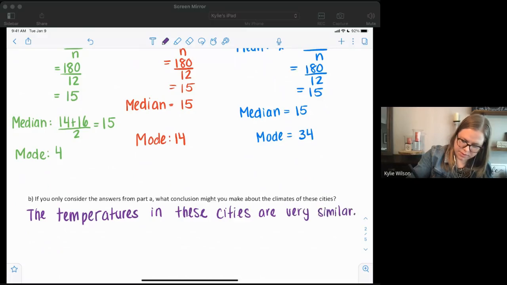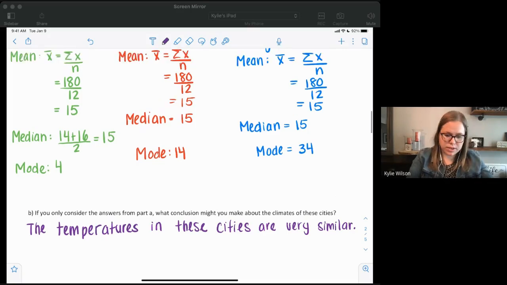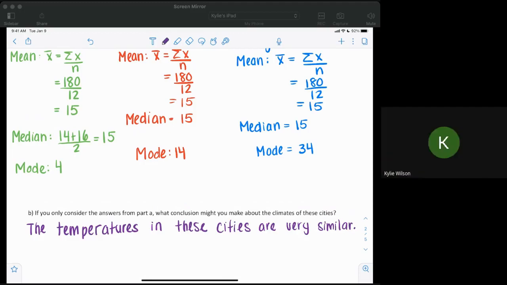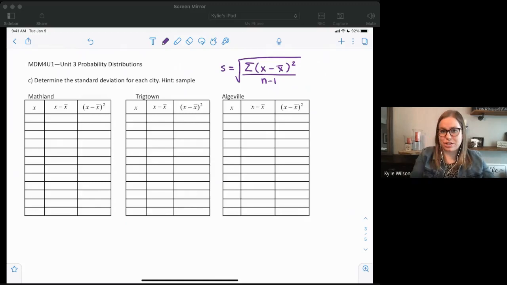Now, we know that that's not true. We know that some are more all over the place than others, especially from us just looking at the data. So what we want to do is try to figure out how different they are and which one is the most different. And that leads us to our standard deviation.